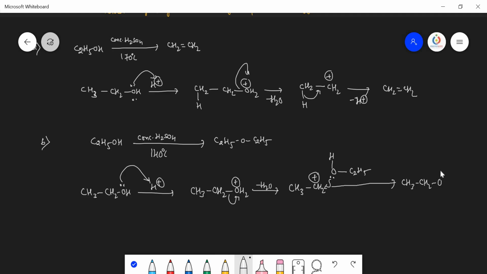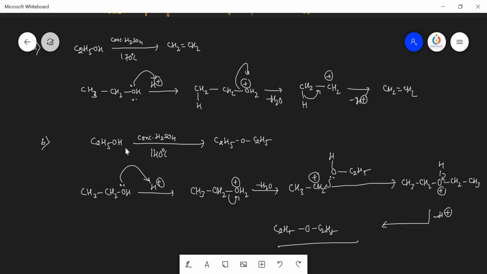CH3, CH2, oxygen, hydrogen, CH2, CH3. Okay, now loss of the H plus. So you will get the C2H5O, C2H5. Diethyl ether is the product when you use the 140 degrees centigrade temperature.